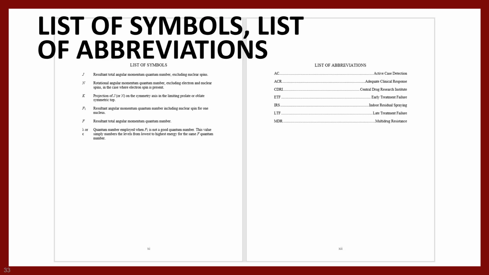Both the list of symbols and list of abbreviations are completely optional, but if you choose to include these sections, be sure to follow the rules set out in the format guide. The list of abbreviations is the last page that will display a lowercase Roman numeral page number. After this page, all pages will display Arabic numerals.